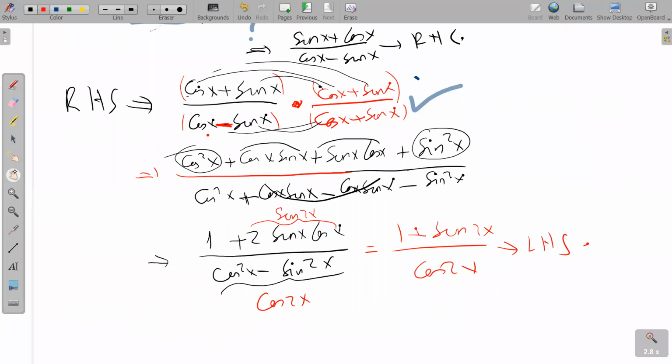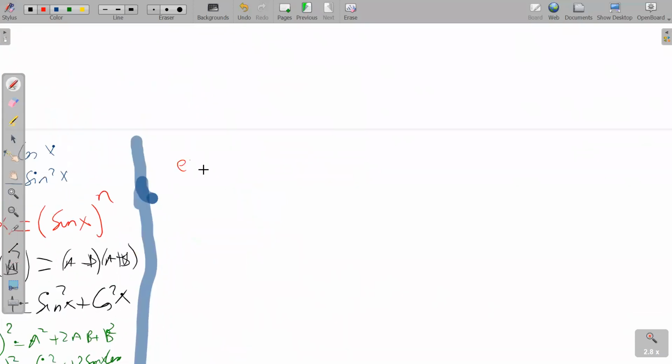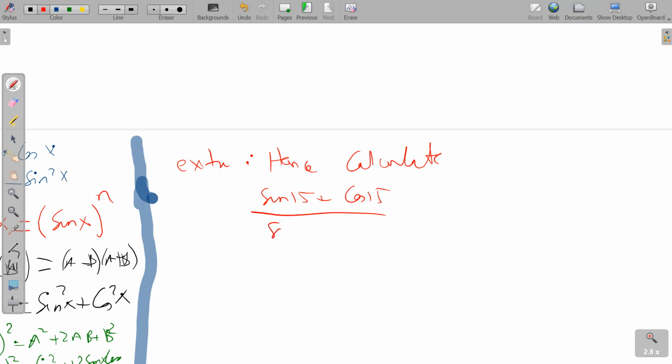Okay, the second part. 2 minutes left, I will solve here. Extra. Hence, calculate sin 15 plus cosine 15 over cosine 15 minus sin 15.